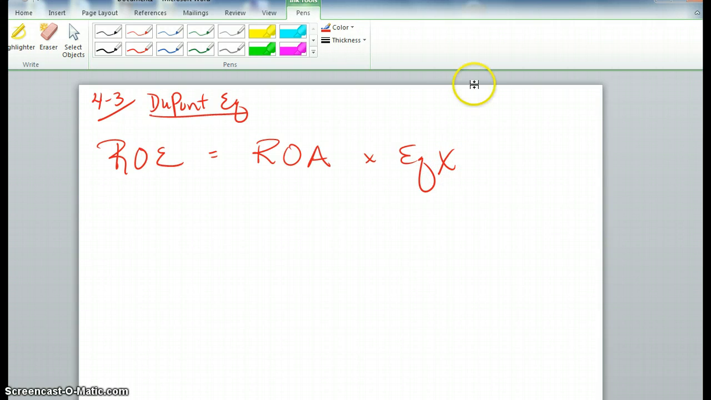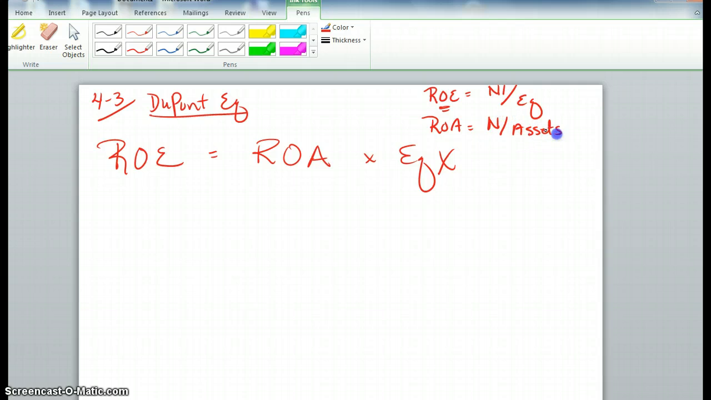Now this is a little different than our standard equation for ROE. Our standard equation, anytime you see return on something, in the numerator will be net income and the denominator will be whatever the return is. So return on equity, usually we solve it by saying net income over equity. For return on assets, we solve it by saying net income over assets.